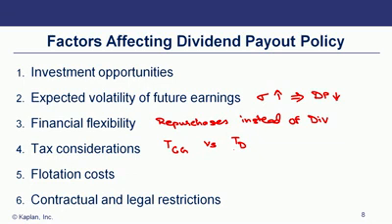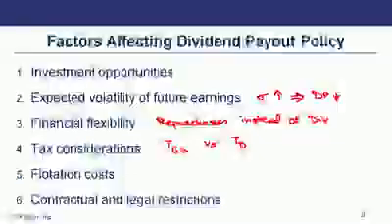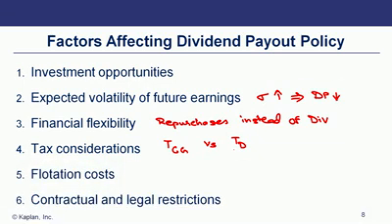The fifth factor is the flotation cost. Flotation cost affects the cost of new equity. So when flotation costs are very high, it makes sense for the firm to generate equity capital in the form of retained earnings. Rather than issuing new stock, it makes more sense to use retained earnings to generate equity. So when flotation costs are high, you tend to see dividend payments to be lower.